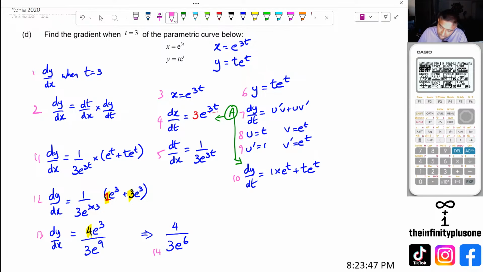So when do you know how to use the product rule? Notice how there's a t here, and this e to the power of t is also there. Now, if you were to write this, it would be written as t multiplied by e to the power of t. And that's how you know it's the product rule, because it's actually getting multiplied.